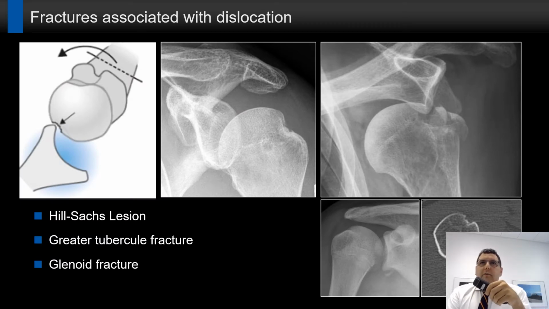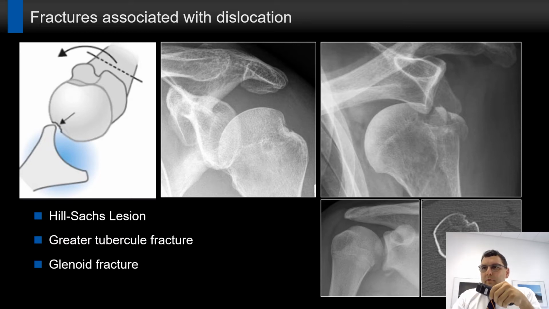There are some fractures associated with dislocation. First of all, there is the famous Hill-Sachs lesion, but you can also have a fracture of the greater tubercle and of the glenoid, of course. Sometimes these glenoid fractures are not so obvious, as in this case down here. Then you need CT to evaluate the dislocated fracture fragment.